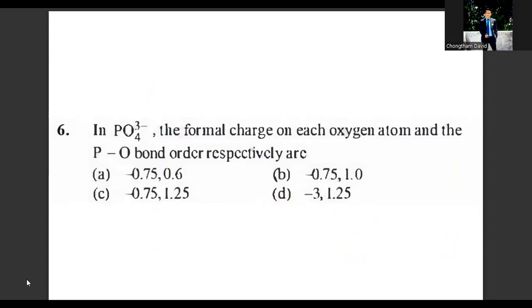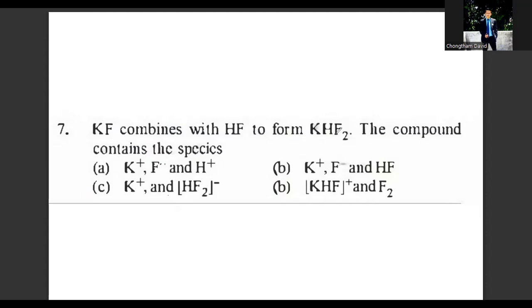Let's read question number 7. Potassium fluoride combines with hydrogen fluoride to form potassium hydrogen fluoride. The compound contains the species. Okay, since fluorine forms hydrogen bonds, we can see that this HF2 minus exists. Therefore, this compound, potassium hydrogen fluoride, gives potassium ion and anions. So C would be the answer for question number 7.